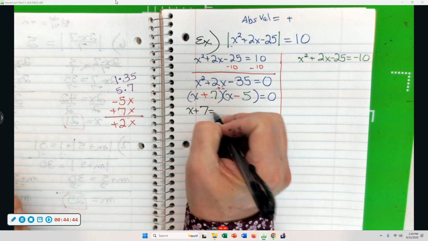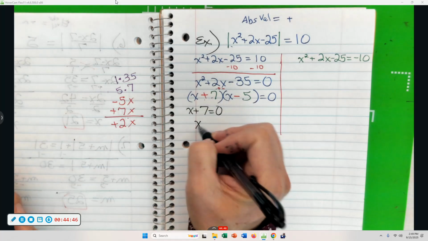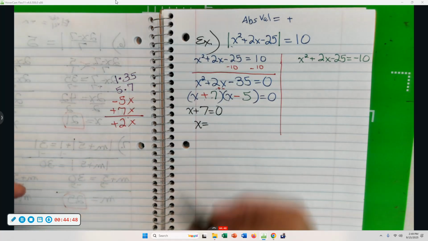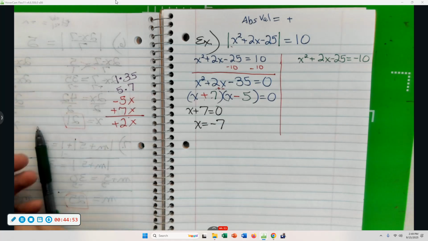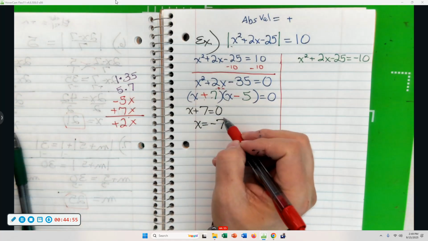X plus 7 equals 0 means that x is equal to negative 7. I agree. So there's my first solution.